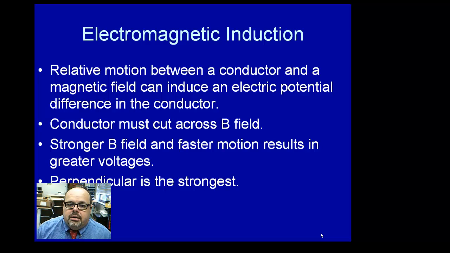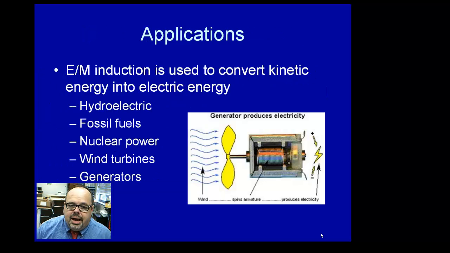And then perpendicular is, of course, always the strongest because the sine of theta can only vary between 0 and 1. 1 is max, 1 is 90 degrees. Now, here are applications. The most common application of electromagnetic induction is to create electricity. What we simply do is we take kinetic energy from something that's moving and convert it into electric energy.